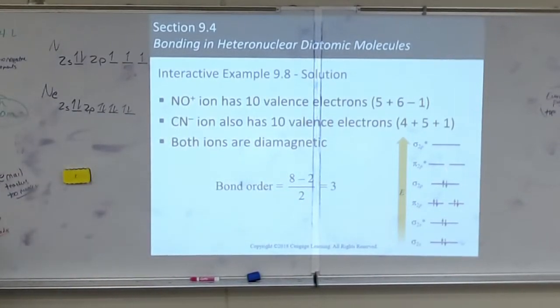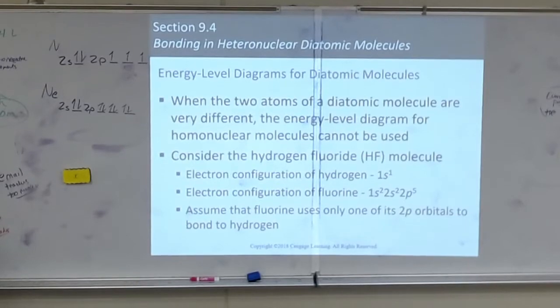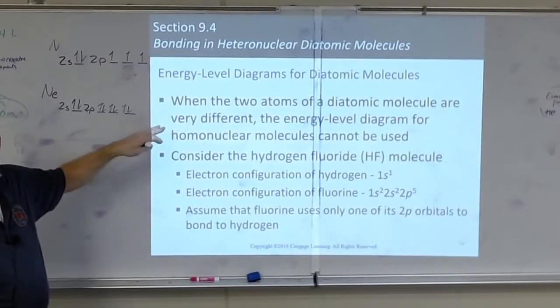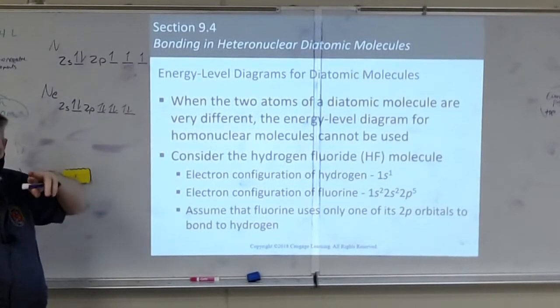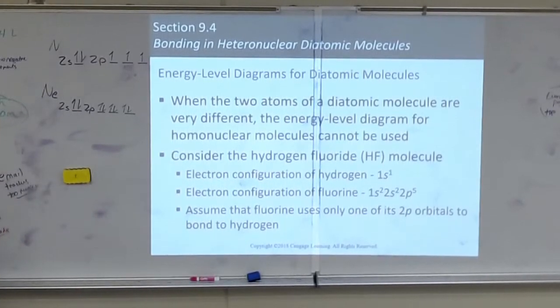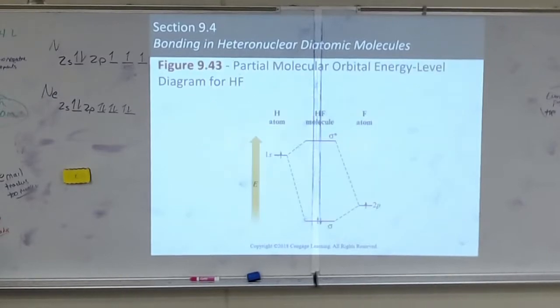Now again, I fill from the bottom here. When the atoms are very different, you can't use this. They take on a different type of structure. So they've got to be sort of similar before we can use this heteronuclear approach. I'm going to skip that, other than to say, see how it looks different?